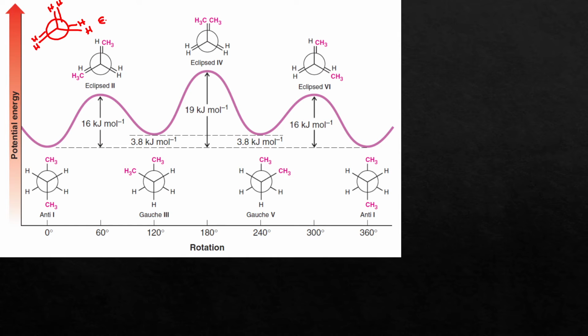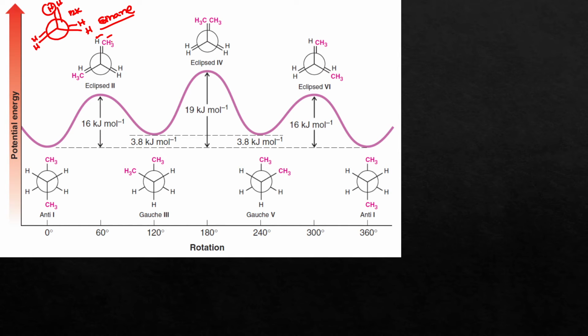Now in the case of the eclipsed conformer of ethane, there is a repulsion between these two hydrogen atoms. So they are 12 kilojoules per mole higher in energy than the staggered conformer. But in the case of butane, the repulsion is between this hydrogen atom and this methyl. Methyl is much bulkier than a hydrogen atom.